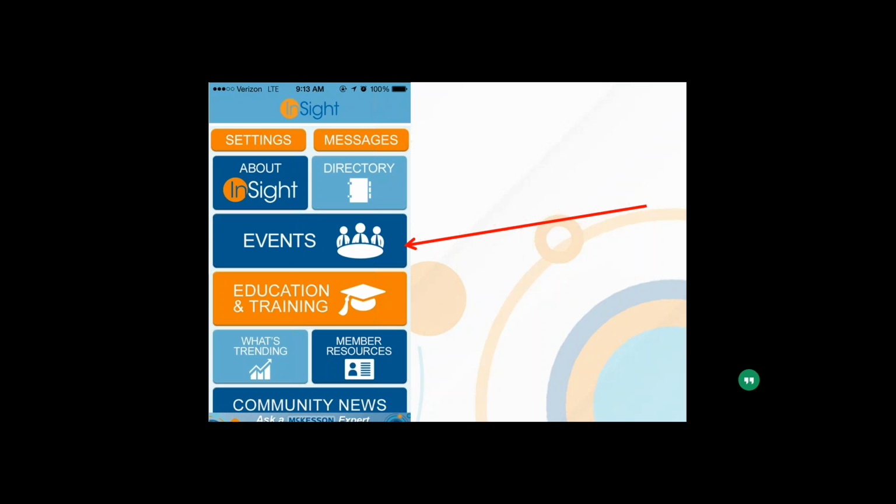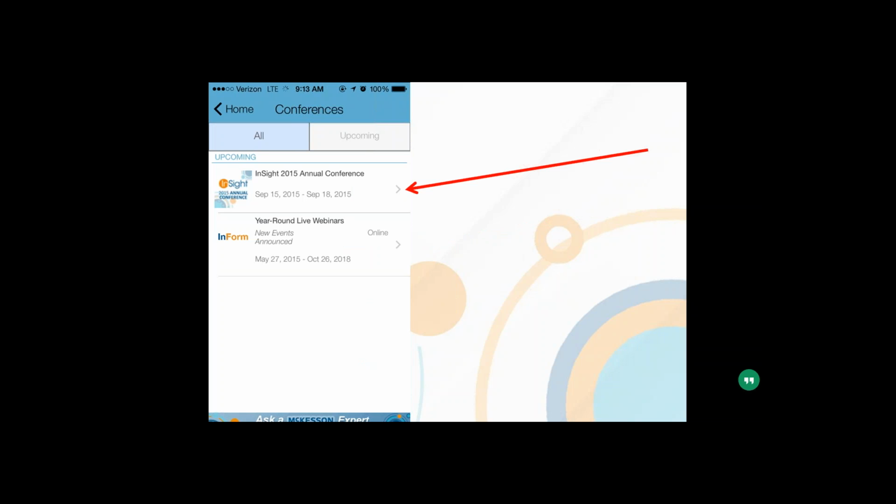Now, InSight's year-round app has been out for a couple months now. Hundreds upon hundreds of our members have been utilizing it. It's a very nifty app. And on the home screen of the app, it has an events tab. And that is how you're going to get to this year's annual conference app. So you click the events tab, and it will open up this screen for you.